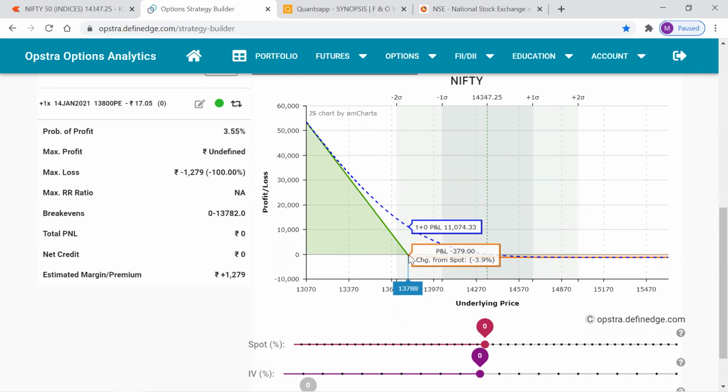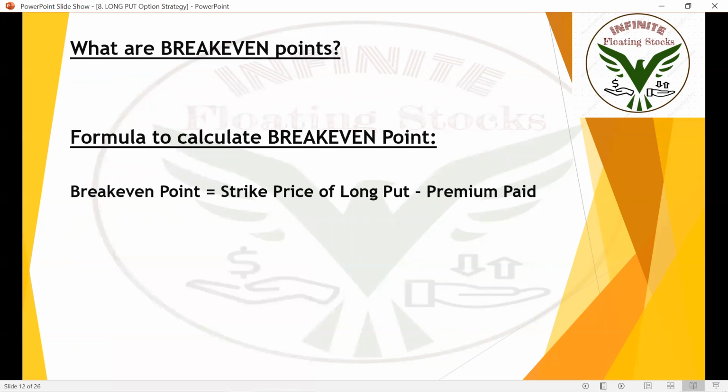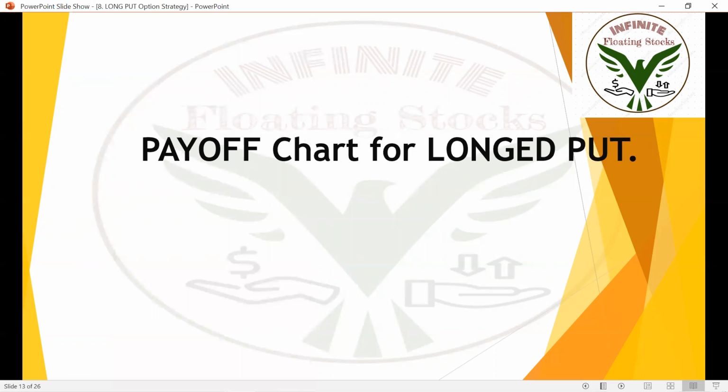So if the market ends at 13,782, then you're going to lose nothing. Okay, so if it is falling beyond that, you will get profits. If it is rising above 13,782, then your risk is limited. You're going to lose some money. All right, so the payoff chart, I have already explained this.